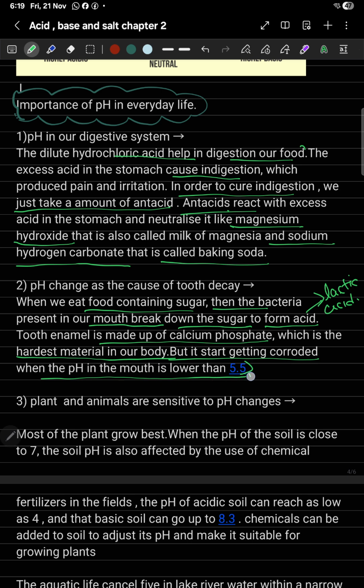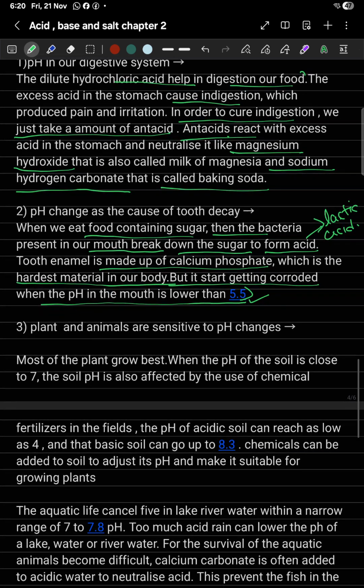If the pH of our mouth is lower than 5.5, then we feel tooth pain, or you can say tooth decay also. So just maintain this after taking your food, after taking your dinner. You should clean your teeth also. That is an important part of your daily life.